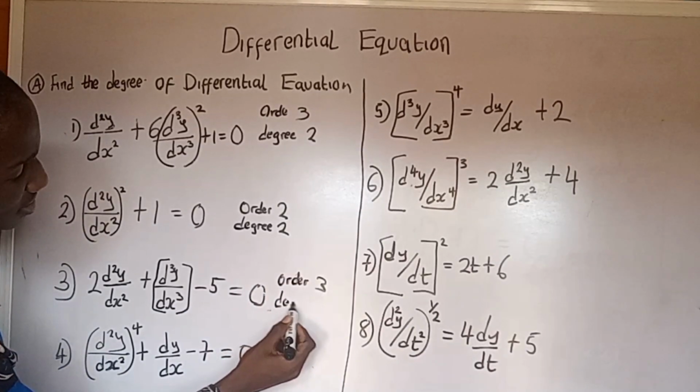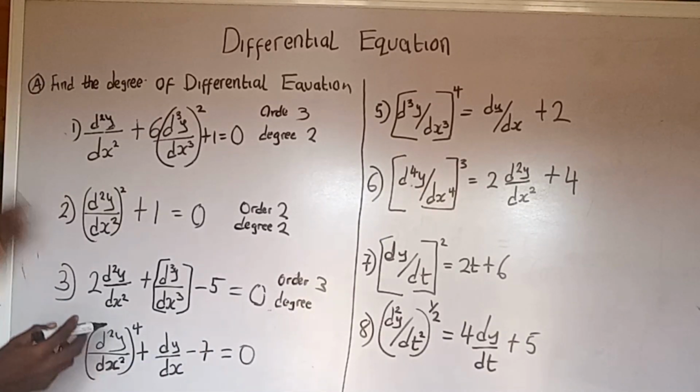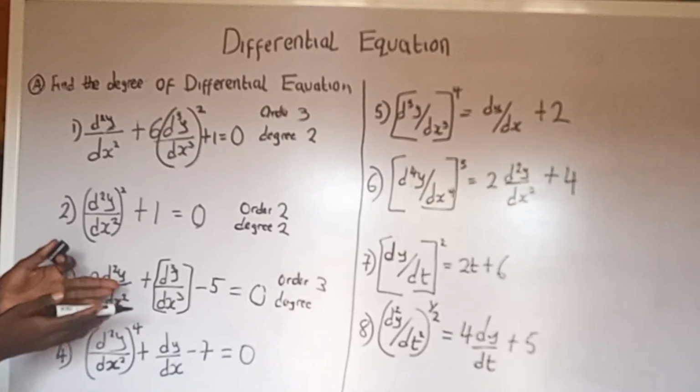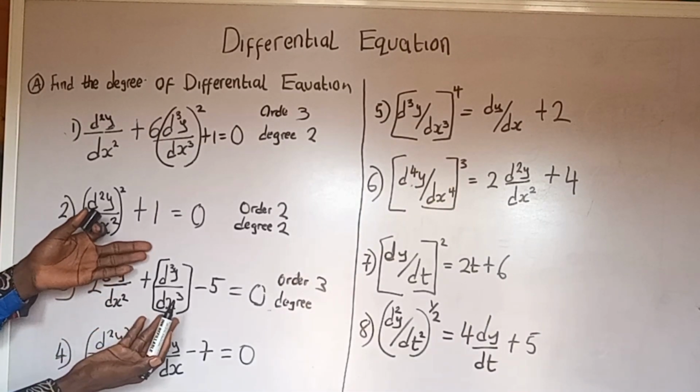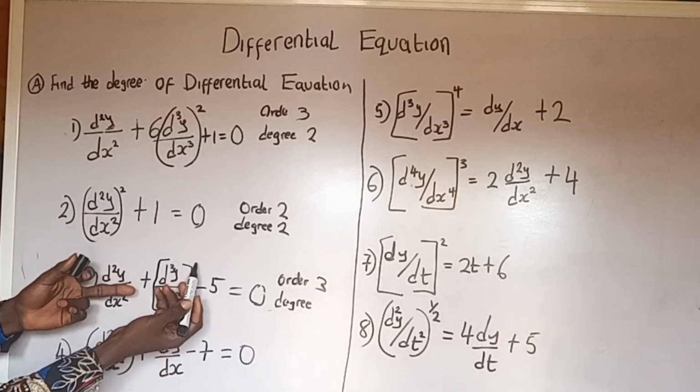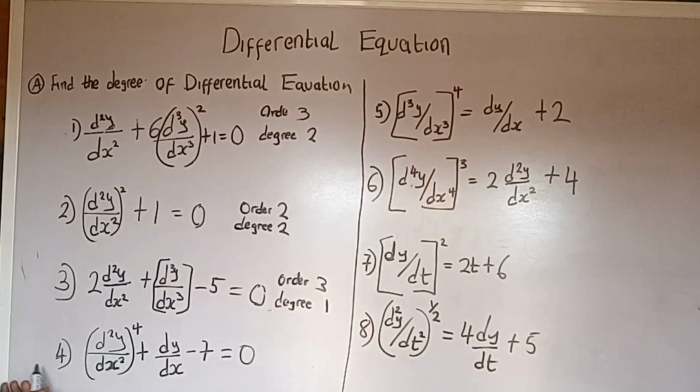Now the degree is the highest power of the highest derivative. If you look at this, the power of this is 1. So the degree is 1 here. So let's proceed to the fourth question.